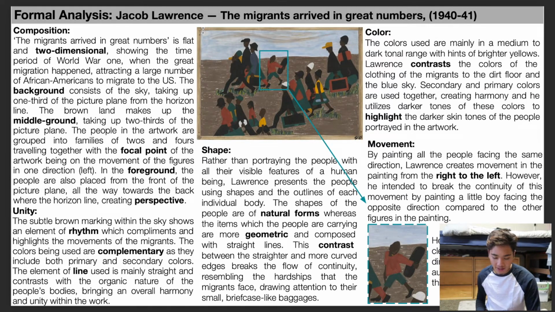Okay, and then this is my second artwork. Same thing, formal analysis. I used composition, unity, shape, color, and movement, and bolded the art language. Remember to talk about art analysis in every single sentence that you write. Some of the words I bolded are two-dimensional, background, middle ground, foreground, perspective, contrast, highlights, rhythm, complementary line. You get the big old spiel.